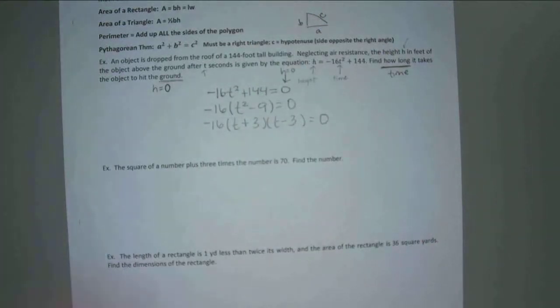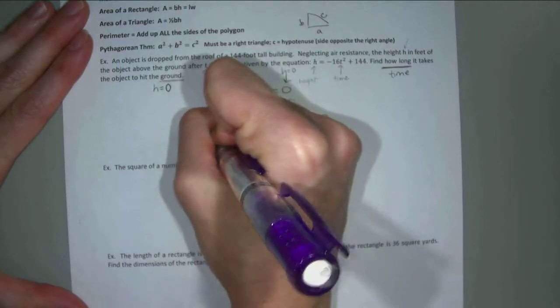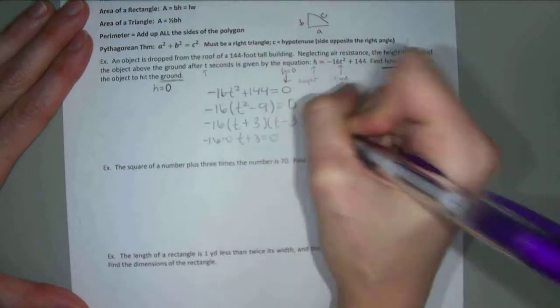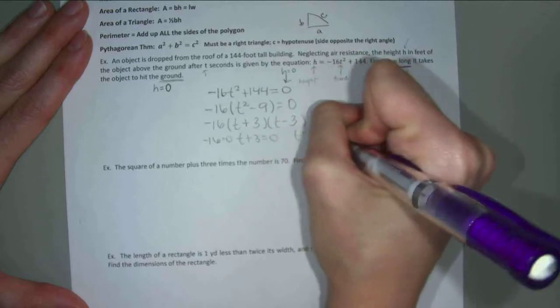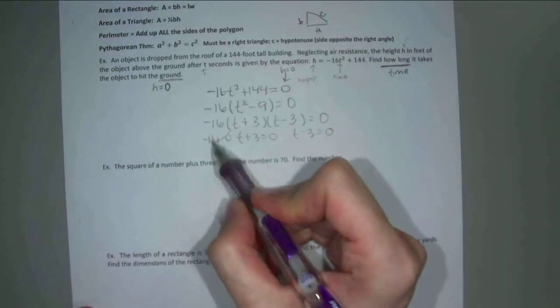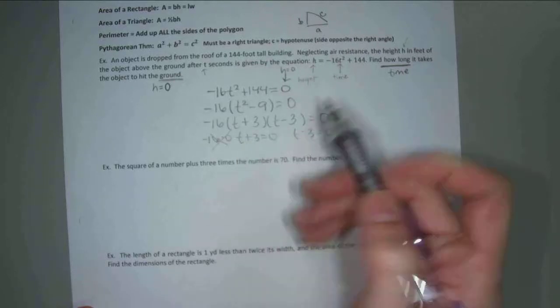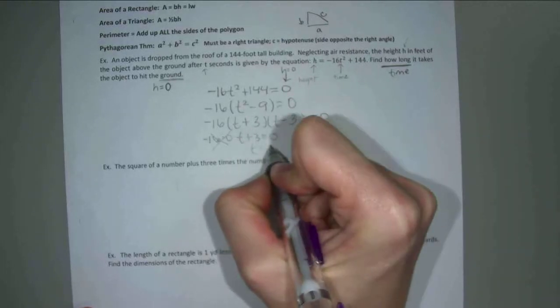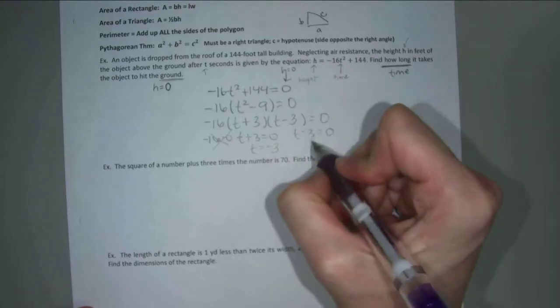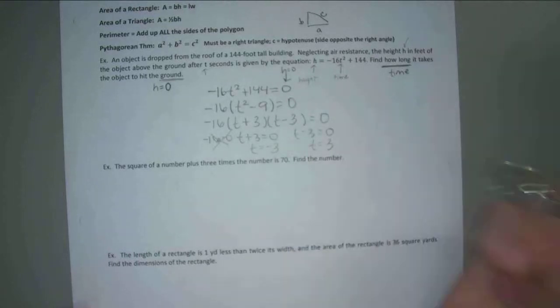Alright, at that point we're going to set each factor equal to 0. Negative 16, t plus 3, and t minus 3 equal to 0. Can negative 16 equal 0? No. Can t plus 3 equal 0? It sure can. Move that over and you get negative 3. And then t minus 3 equals 0. Move that over and you get positive 3.